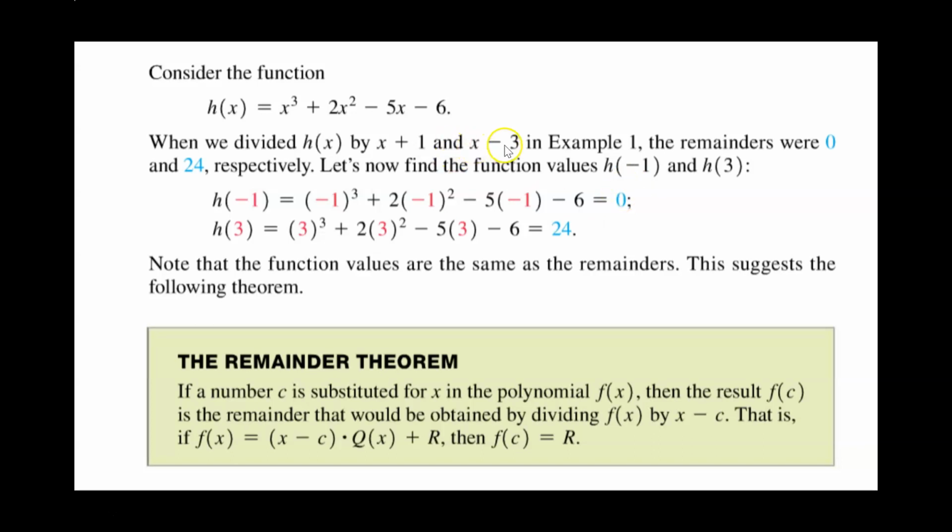Then x minus 3, change the sign, get a positive 3, plug it in, and here is the remainder of 24. So this is a good check to figure out if one of these two, x minus 3 or x plus 1, is going to be a factor, by it having a remainder of 0.